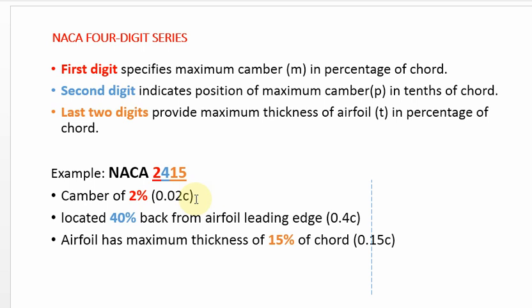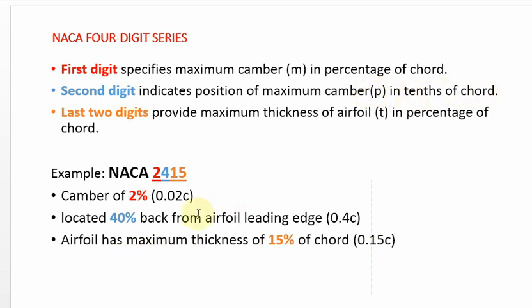Now we have to go for the next digit, that is the location of the camber. Now we have the camber value and where it is to be located. So that is the second digit. The second digit indicates the position of the maximum camber. That is why we use P: maximum camber is M, position is P, in tenths of the chord.